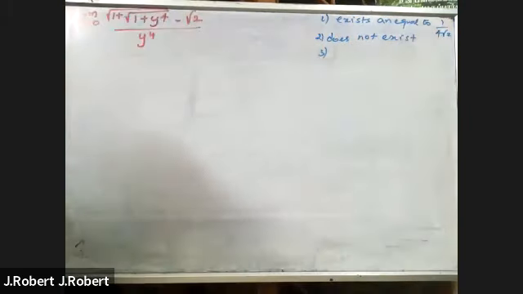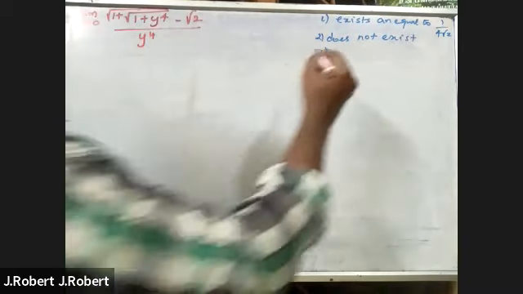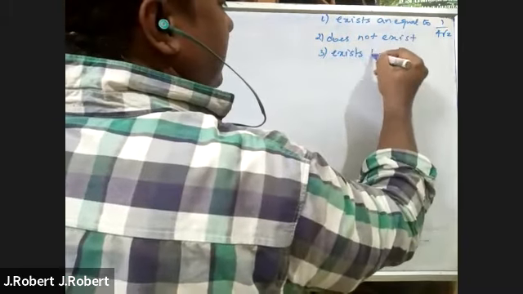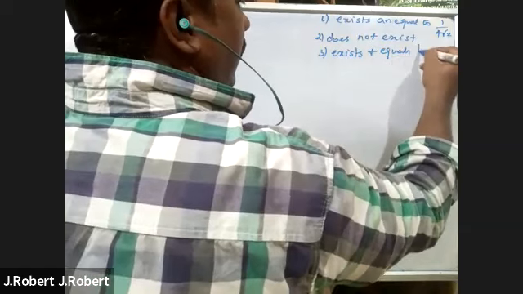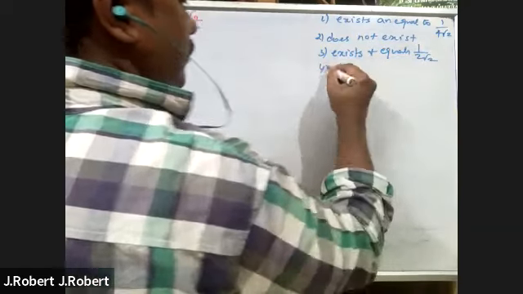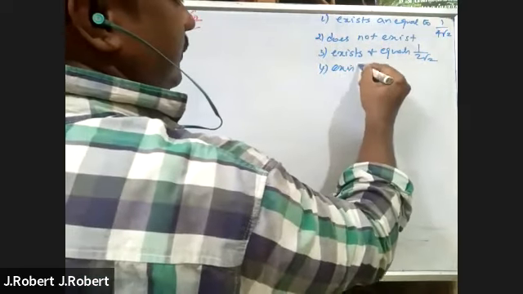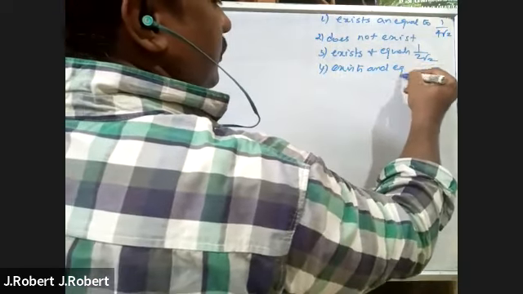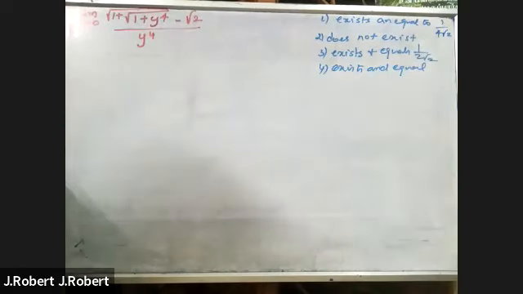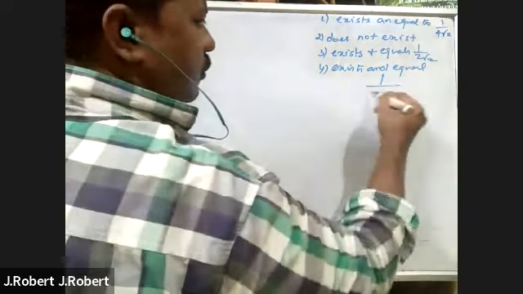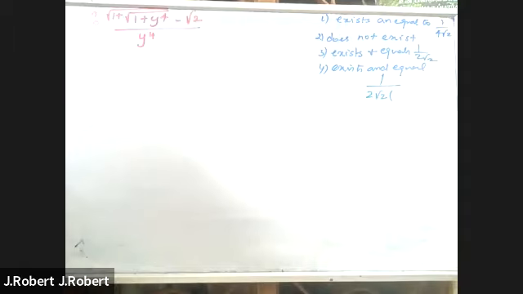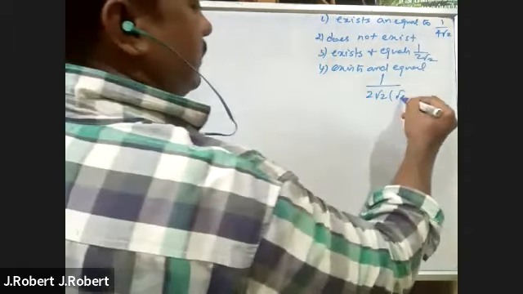Third option: the limit exists and equals 1 by 2 root 2. Fourth option: the limit exists and is equal to 1 by 2 root 2 into root 2 plus 1.